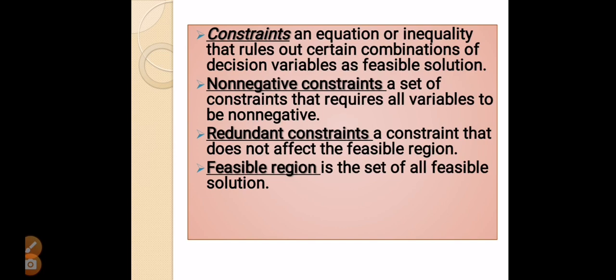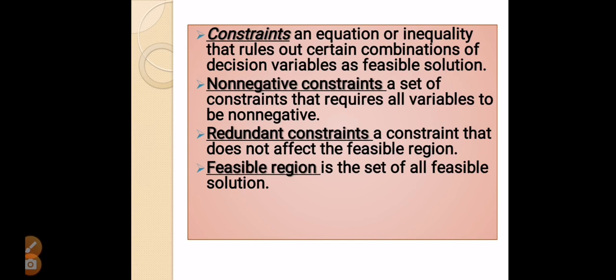Constraint: an equation or inequality that rules out certain combinations of decision variables as feasible solutions. Constraints are restrictions or limitations on decision variables. Non-negative constraint: a set of constraints that requires all variables to be non-negative. Suppose a constraint has a negative right-hand side.